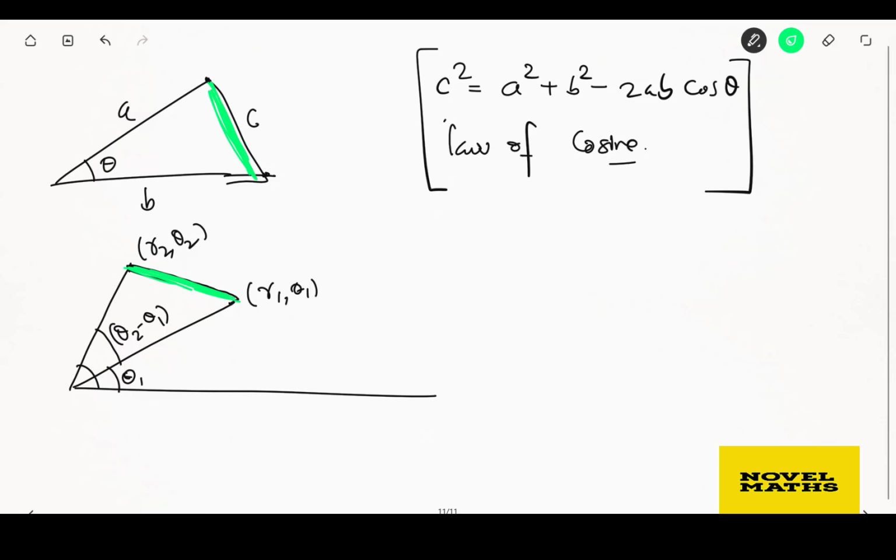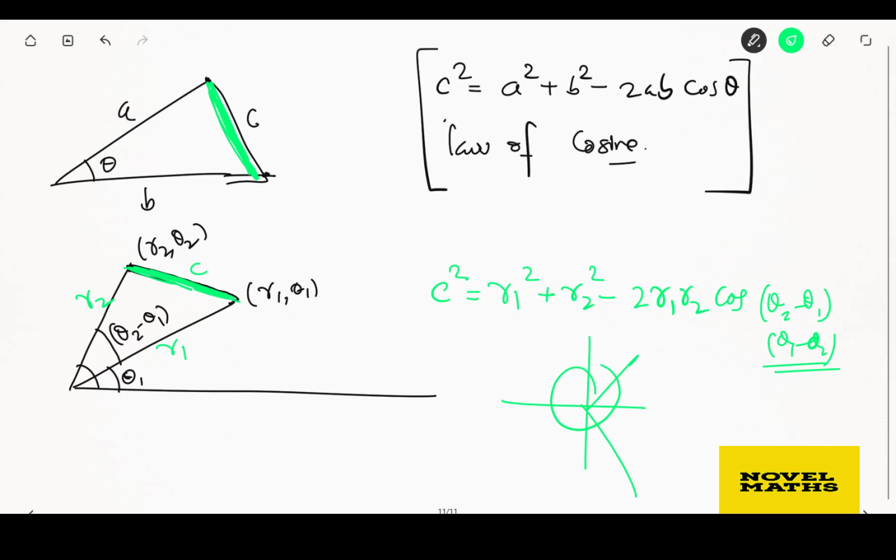This is opposite to this angle, so this is c, right? So this distance c square is r1 square plus r2 square minus 2 r1 r2 cos of this angle, theta 2 minus theta 1, or theta 1 minus theta 2, it doesn't matter. Cos of theta and cos of negative theta are the same, right? The cosine is always the same. This is how we calculate the distance between 2 points where coordinates are in polar form.